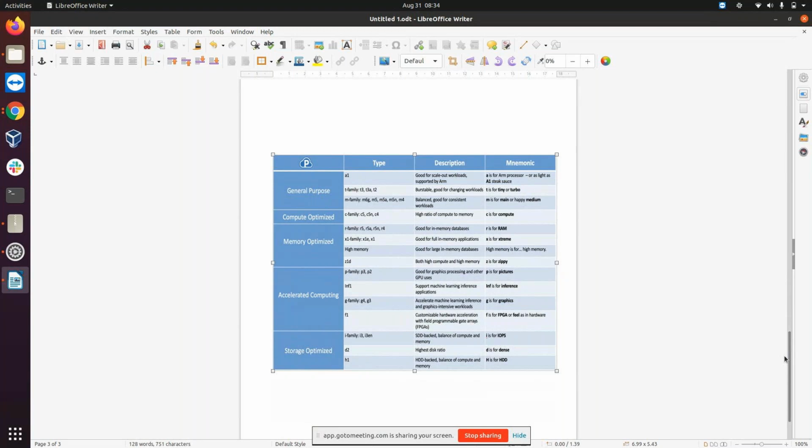So EBS and instance store, those are the two types. In terms of resources, you can consider them in terms of data and in terms of resources.